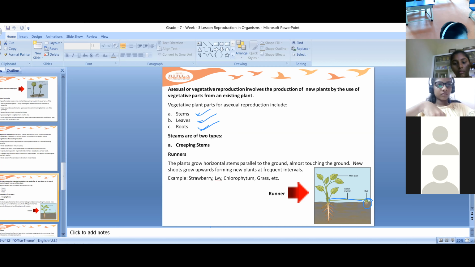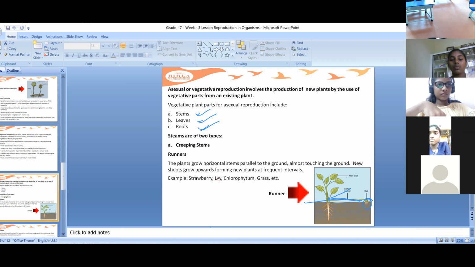Plants grow horizontal stems parallel to the ground or almost touching the ground. New shoots grow upward, forming new plants at frequent intervals. It may go this side, it may even go that side, so they can spread at frequent intervals. For example, strawberry, chlorophytum, and grass. Even the grass you grow in your lawn shows the same process of asexual reproduction. So these are the examples you can see in plants.